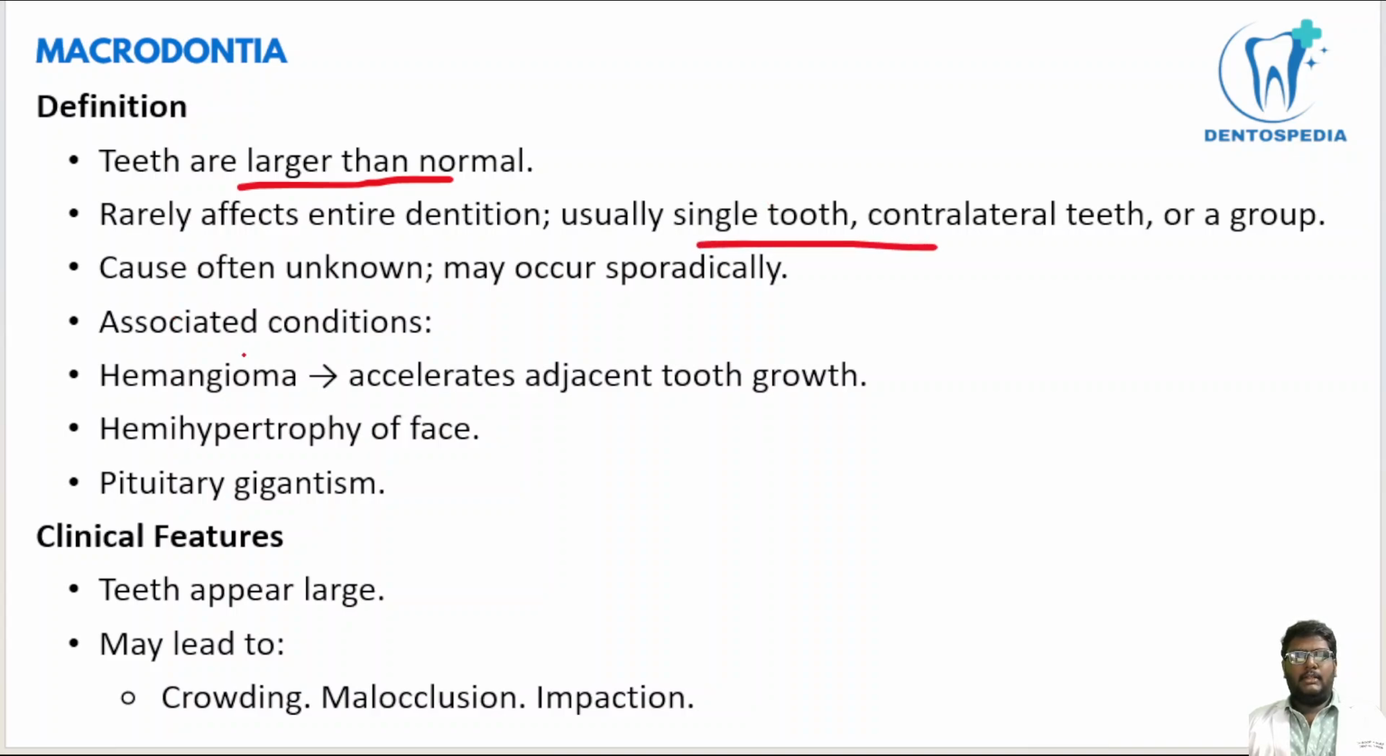Okay, and there are certain conditions associated with macrodontia. They are hemangioma, hemihypertrophy of the face, and pituitary gigantism. So these are the conditions where you can see macrodontia as a part of a syndromic appearance. Okay, and coming to the clinical features, teeth appear larger in size, and because of size, we can expect crowding, malocclusion, and impaction of the teeth.